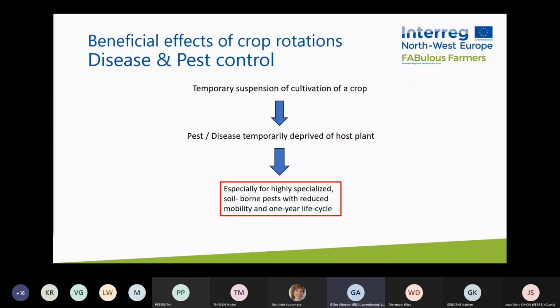Then, when we talk about disease and pest control, we can have a natural regulation by using a diverse crop rotation. And in fact, this is due to the fact that when we have a diverse crop rotation, we ensure a temporary suspension of the cultivation of the crop. And this temporarily deprives the pest or disease of its host plant. And we can say that this is especially effective for highly specialized soil-borne pests with reduced mobility and a 1-year life cycle.